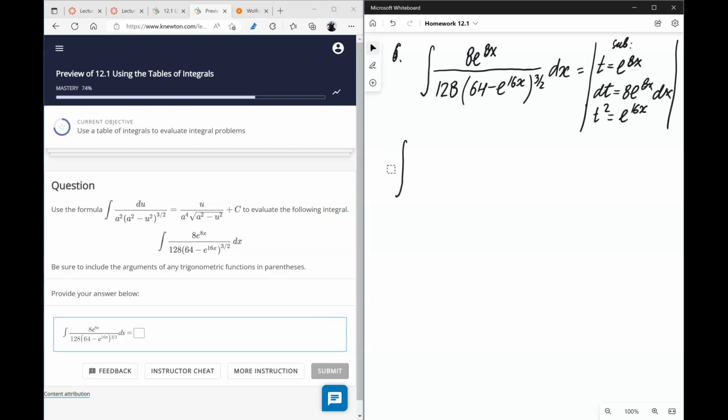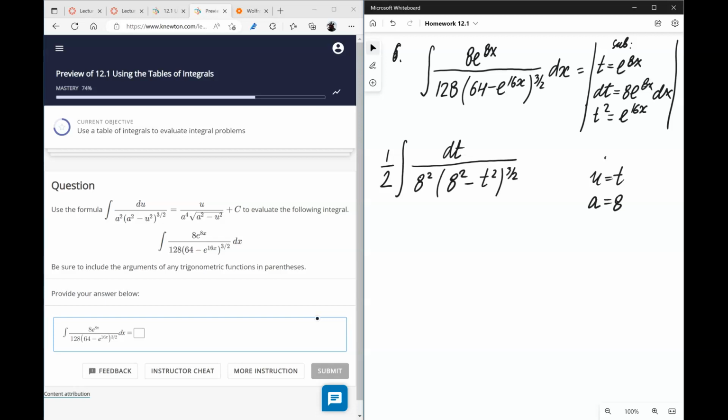So we can also take out the 1/2, and what we have left is dt over 64 times 64 minus t squared to the power 3/2. And now if you just think of u as your t and a, it doesn't help us to think of it as 64. We probably want to think of it as 8 squared.